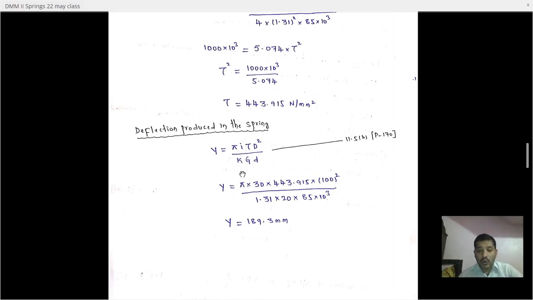So pi into the number of turns, which is 30, into the maximum allowable shear stress value we got, 443.915, into the mean diameter of the coil, 100 whole square, divided by K, Wahl's factor, which we got as 1.31, and the modulus of rigidity of the material is 85 into 10 power 3, and the diameter of the coil is 20. If you calculate the whole value, you will get the answer 189.3 mm.